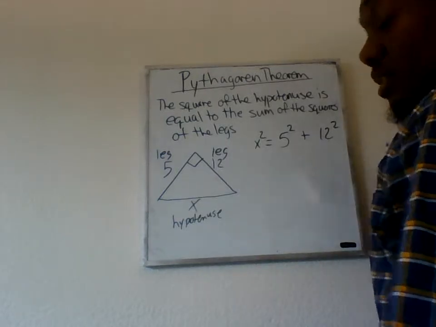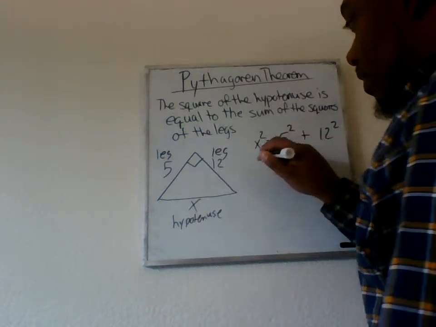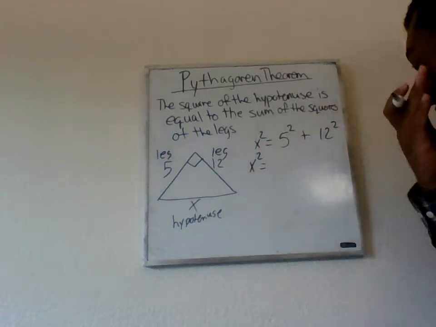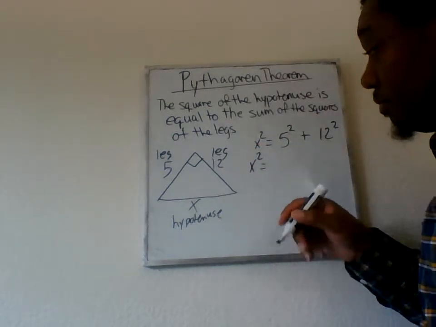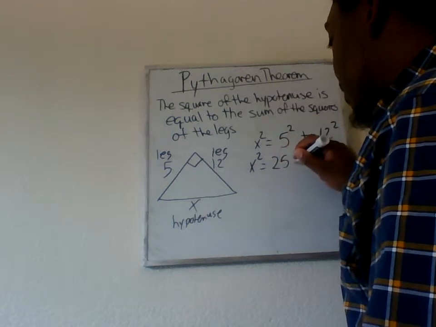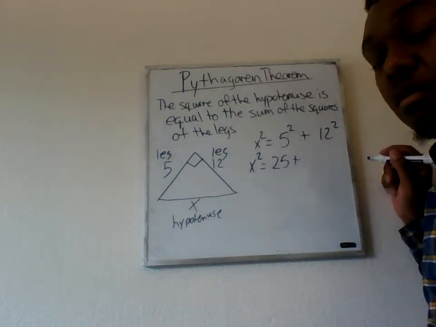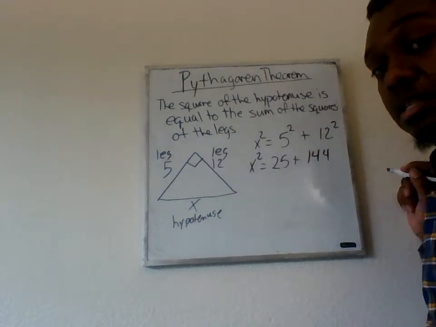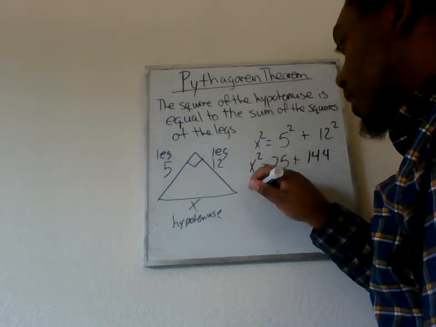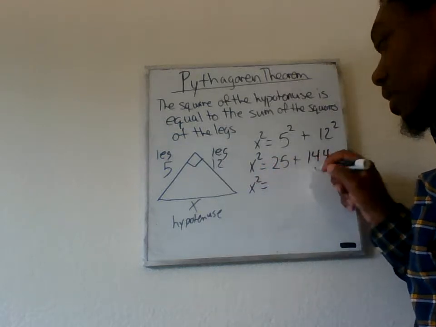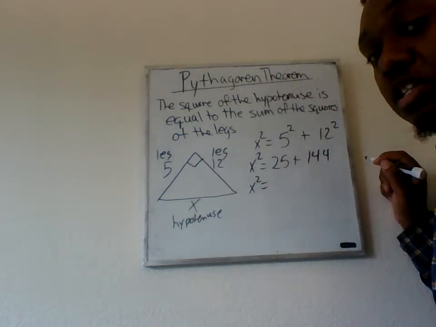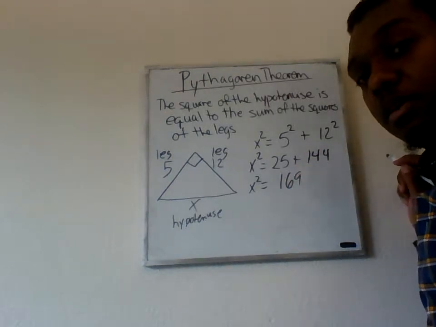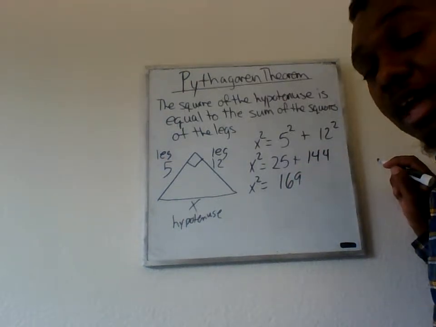Okay, so let's solve for the unknown now. Well, let's simplify our expressions. So we get x squared equals 5 squared. Well, what's 5 squared? 25. Right? What about 12 squared? 144. Excellent. Okay, so from here, we get x squared equals, we can add those two together, 25 and 144 will be 169. Okay, so how do we solve for x at this point then?